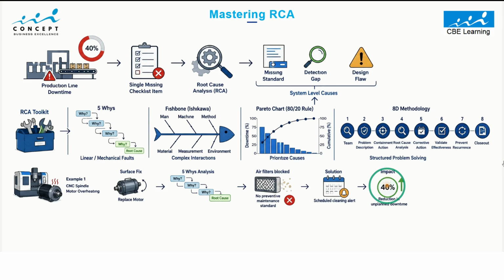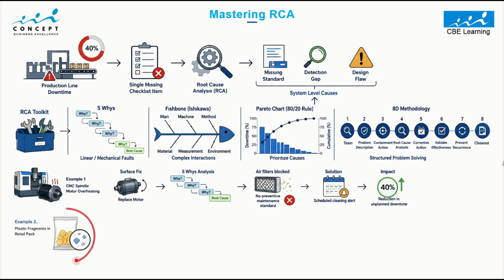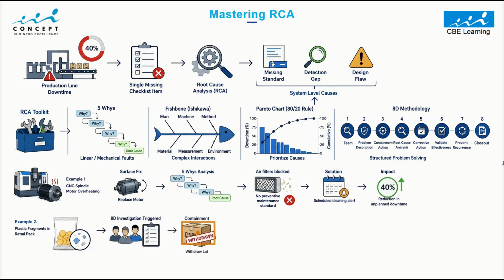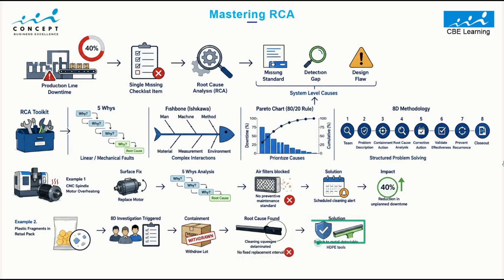Similarly, in food manufacturing, finding plastic fragments in a retail pack triggers an 8D investigation. Containment involves withdrawing the lot, but the root cause analysis reveals that a cleaning squeegee delaminated because it lacked a fixed replacement interval. The solution? Switching to metal-detectable HDPE tools and updating the HACCP plan.